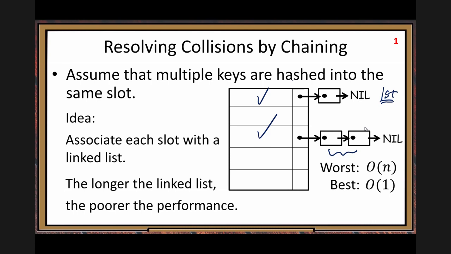The linked list is very short, typically one or two elements in the linked list. That would be pretty good. A relatively small number of elements in each linked list. For the average case, also big O of 1.